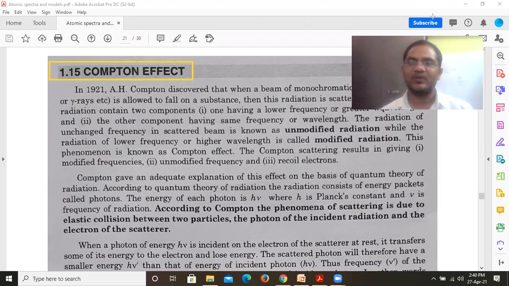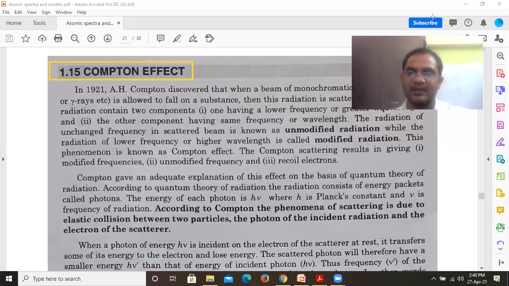Using that concept, we derive the expression for how much change in wavelength occurs, how much the wavelength changes between the incident photon and the scattered photon.